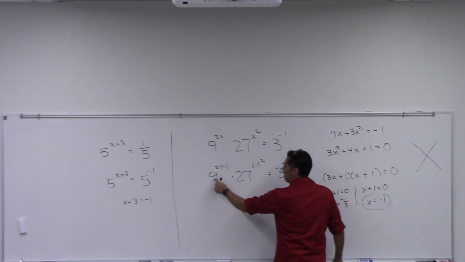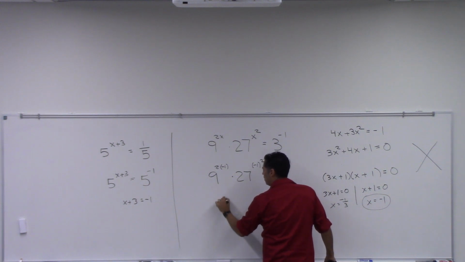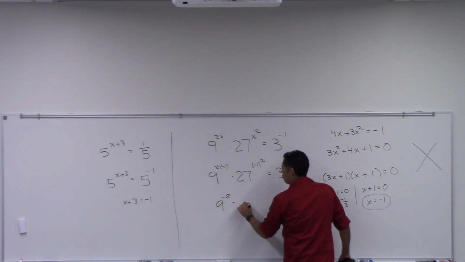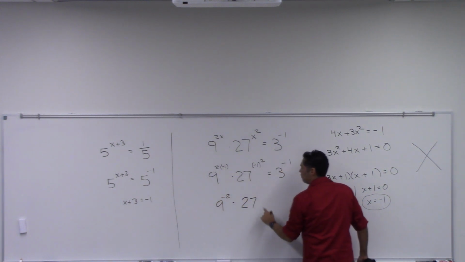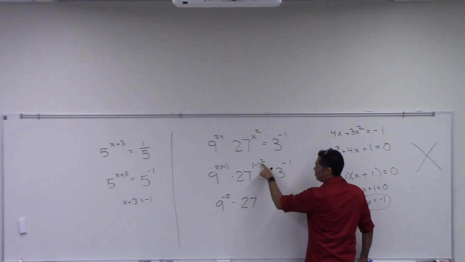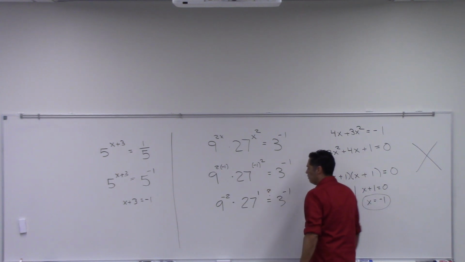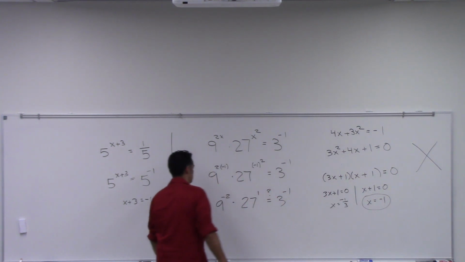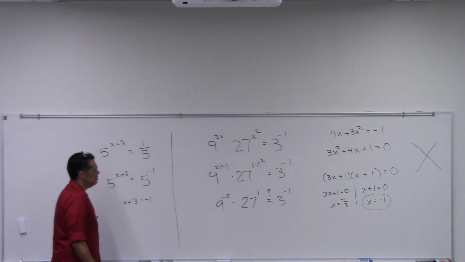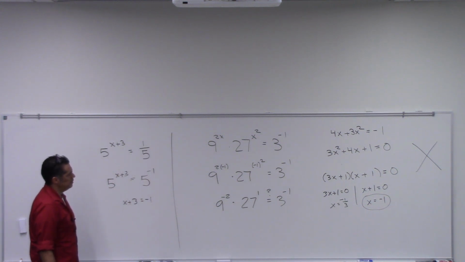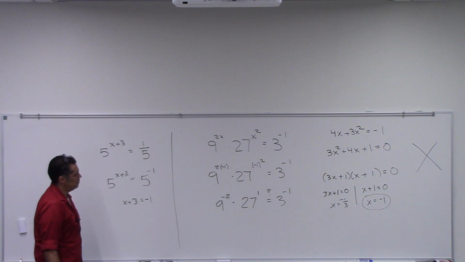All right, 9 to the negative 2, right? That's what that means. 27 to what power here? Negative 1 squared is 1. So this is just 27 to the 1. Does that equal 3 to the negative 1? Does it? Hold on. Doesn't look like it, no. What's wrong?